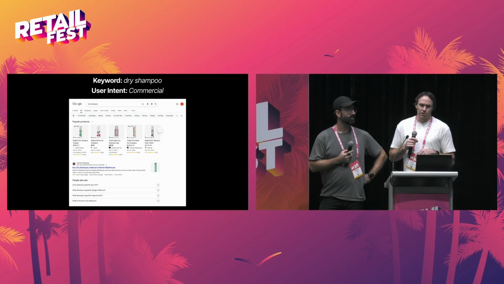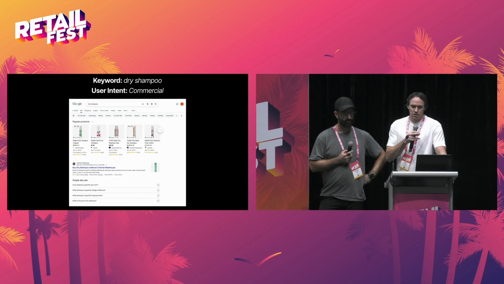Those two keywords, you're going to have a totally different page about how you go about it. For dry shampoo, you're going to put it on a product page or a category page. For clarifying shampoo, you're going to do a blog post or a buyer's guide.